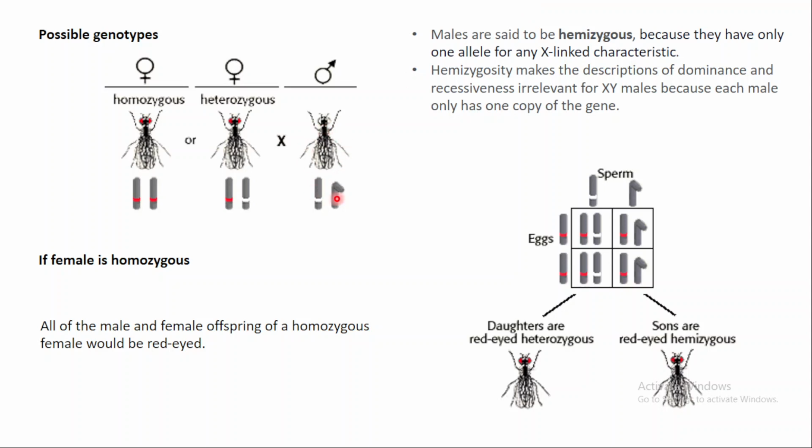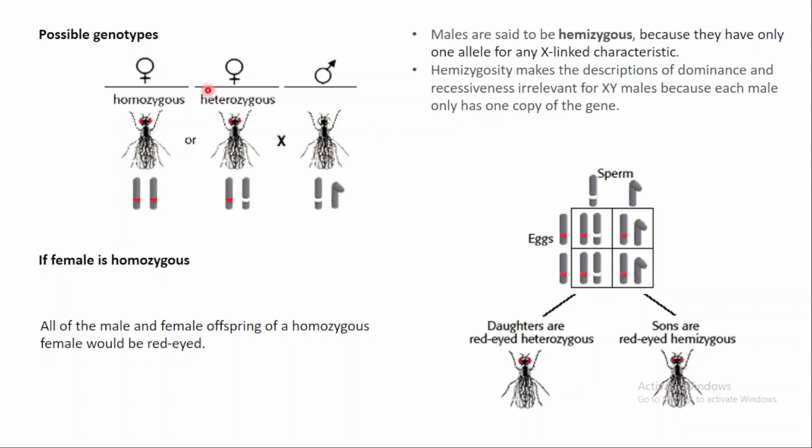Males are therefore called hemizygous because they only have one allele for an X-linked characteristic. Hemizygosity makes the description of dominance and recessiveness irrelevant in XY males because each male only has one copy of the gene. Since males have only one copy of X, there is no concept of dominant and recessive, because dominant over what? Dominant over the other gene of the X chromosome, right? But since males have only one, males are said to be hemizygous.